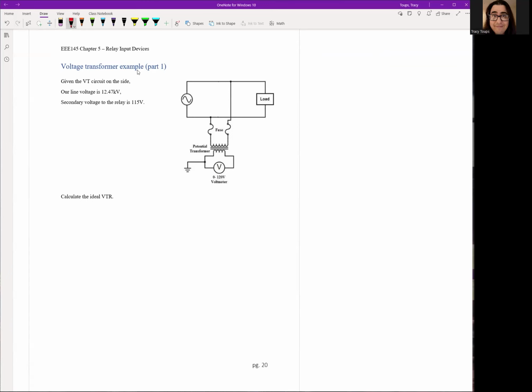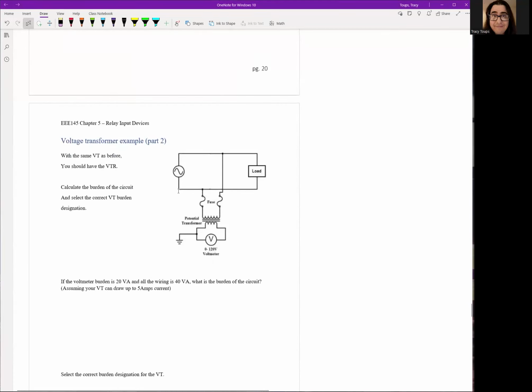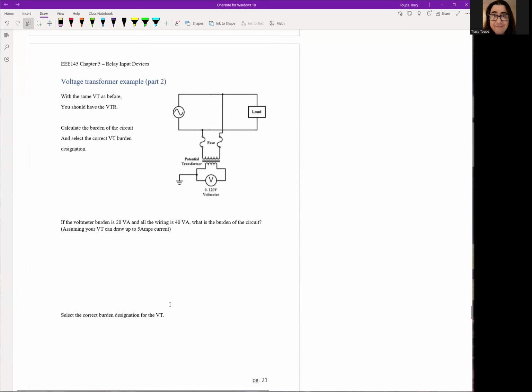Remember, our line voltage is 12.47 kV, so that's between here and here. This is your V primary. Then your secondary voltage down here. This is your V secondary. Find your turns ratio for this. Calculate the ideal VTR that you need, right? And then with the same VTR, figure out the burden of the circuit, and then select the correct burden designation based on the chart from above.